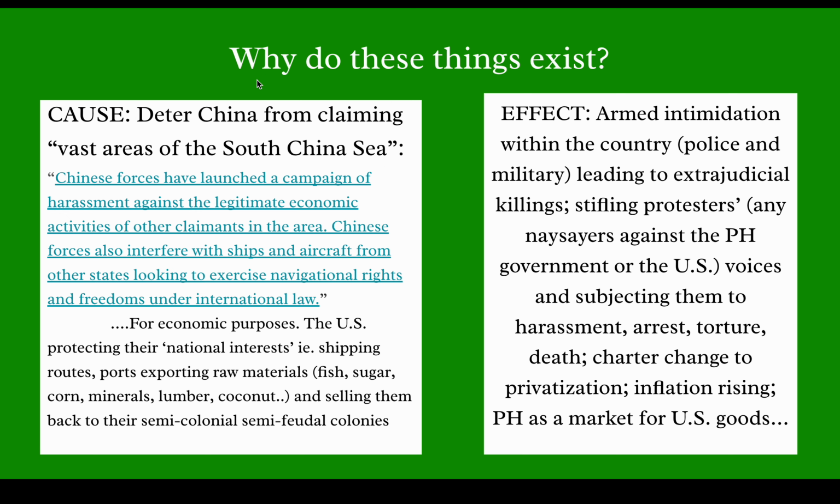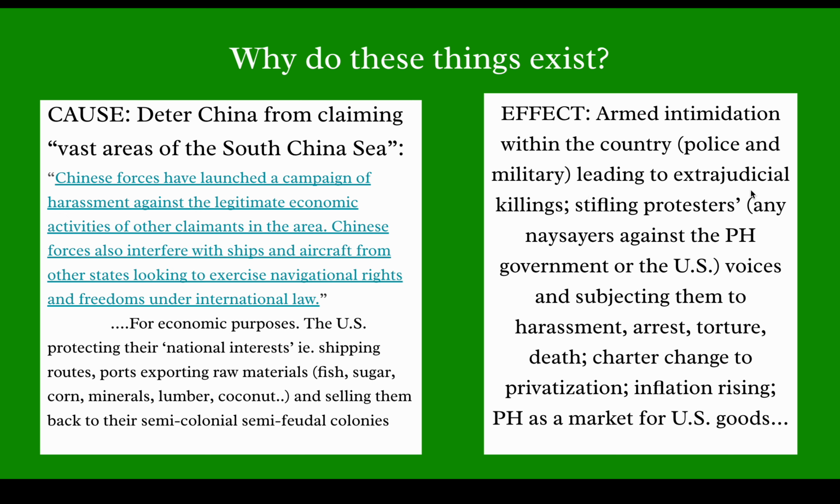And the effect of this, to name a few, I will read this out because I think it's important to read these things out. Why do these things exist? Cause, effect. Cause, economic purposes. The effect of the U.S. protecting their national interests is armed intimidation within the Philippines, police and military, leading to extrajudicial killings.